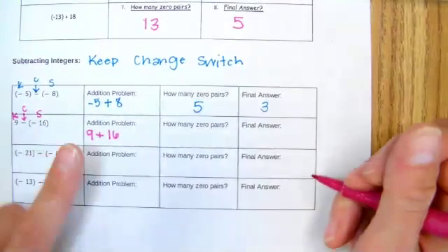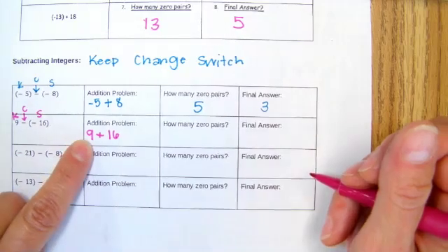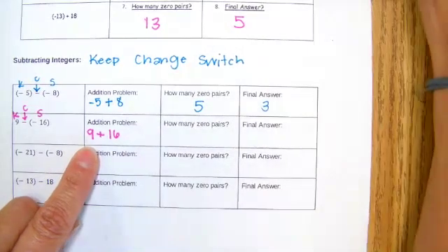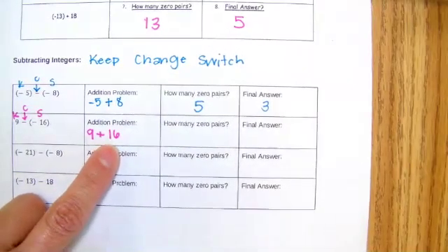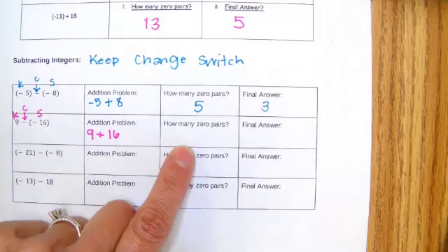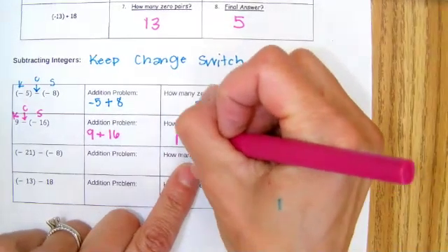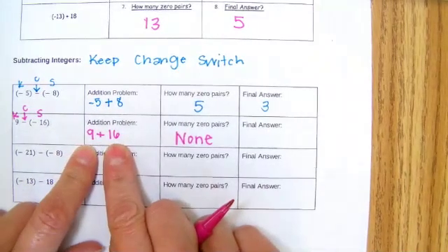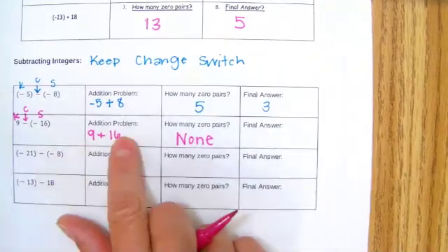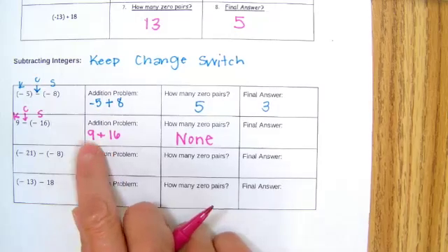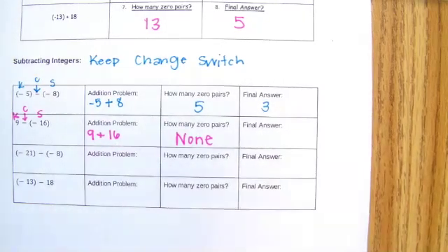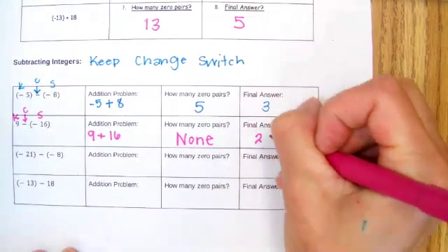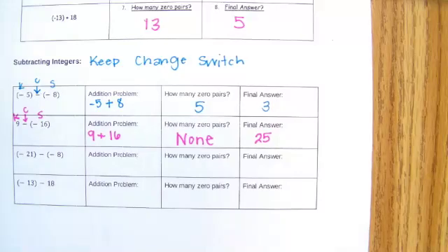Well, now I have 9, positive 9, plus 16. If I write out 9 positives, and then underneath it 16 more positives, am I going to have any 0 pairs? The answer is none here, right? Remember, if they're both the same sign, you're not going to have any 0 pairs. And now this we learned in elementary school. What is 9 plus 16? And you can use your fingers if you need to. If you add it up, what'd you get? 25 should be your correct answer.